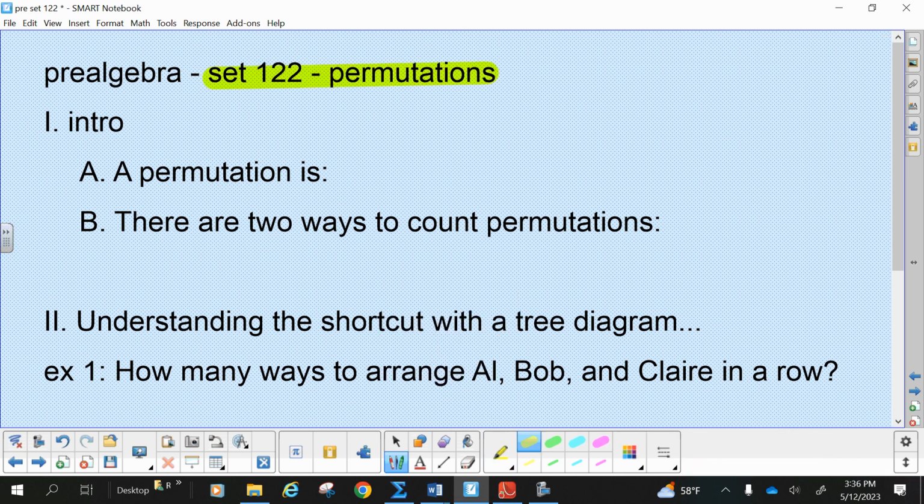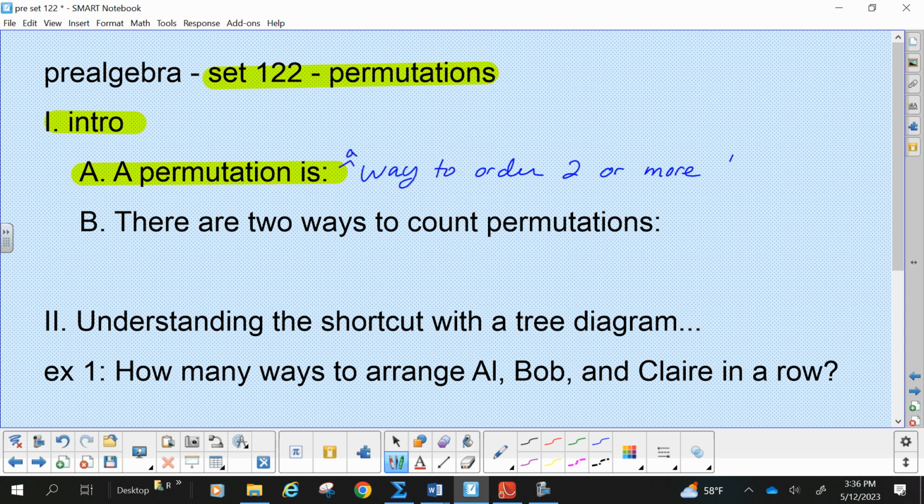So, this is set 122, permutations. First of all, it's hard to solve a permutation problem if you don't know what a permutation is. So get this down in your notes. A permutation is a way to order two or more things. They might be letters, they might be numbers, they might be people in a seating chart. There's lots of different permutation problems. It's a very common real life kind of problem, right?